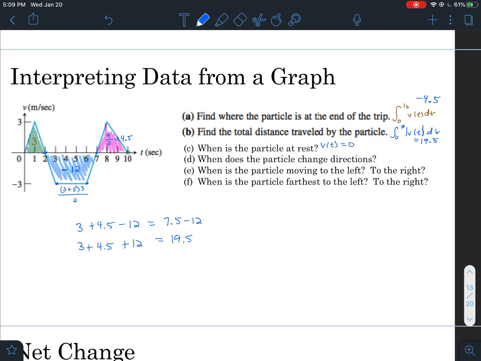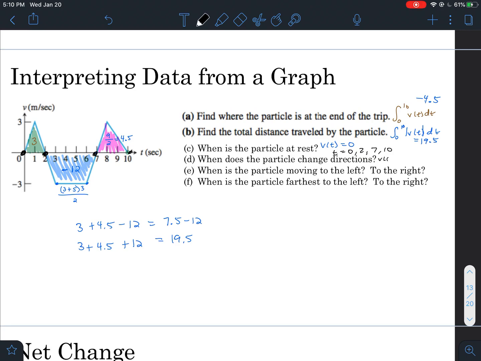When is the particle at rest? Well, the particle is at rest when the velocity is equal to 0. This is a picture of the velocity function. So the velocity is 0 at 0, 2, 7, and 10. So at time equals 0, 2, 7, and 10, the particle is at rest.